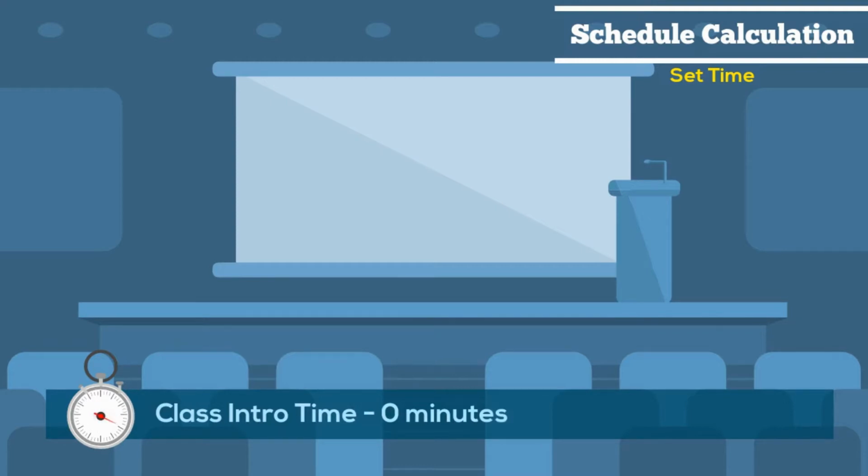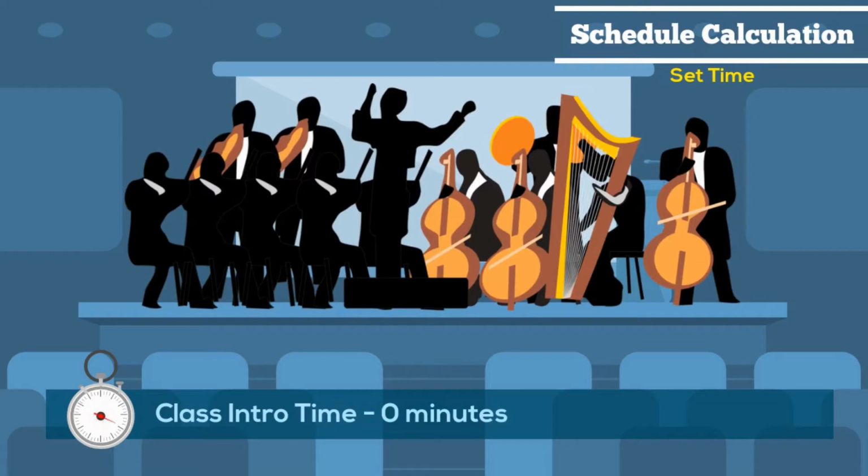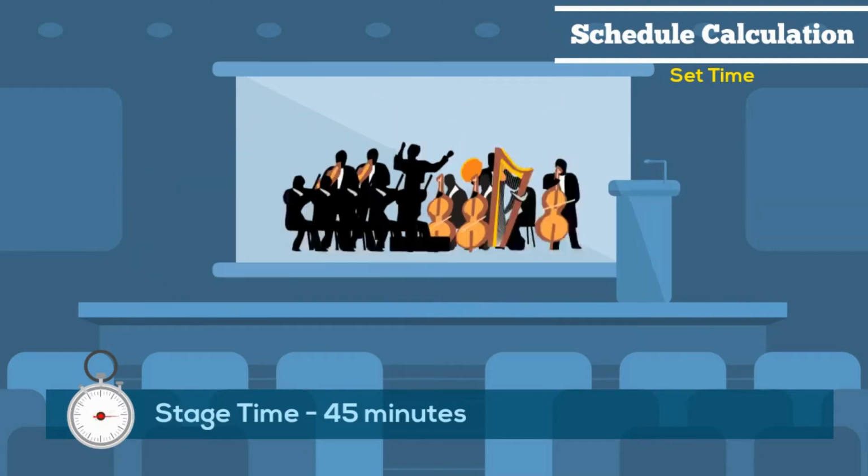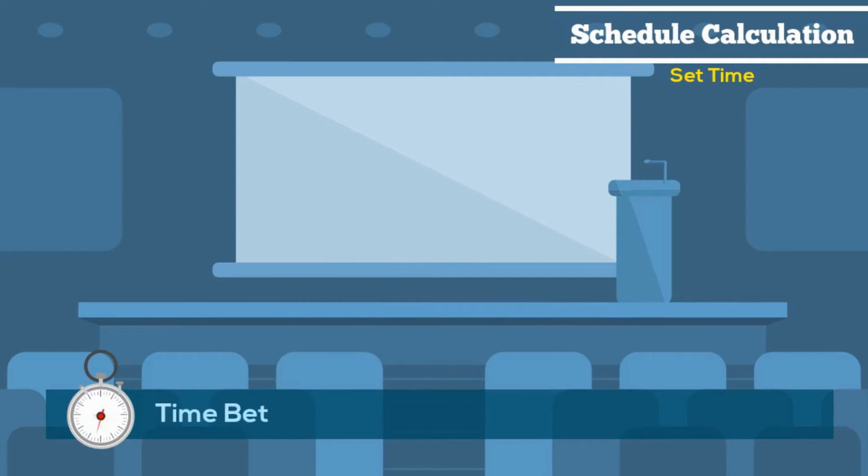There would be no class introduction time, as the orchestra conductor will introduce themselves, and there will be exactly 45 minutes for them to perform all their selections, get on and get off the stage. There would also be no need for time between entrance or class close time, because that would all be rolled up into that stage time. You can, of course, include class intro time, time between entrance, or time at the end of a class if you so choose, but that would, of course, affect how everything lines up when you schedule.